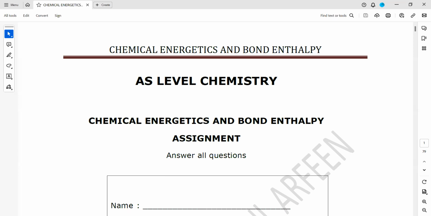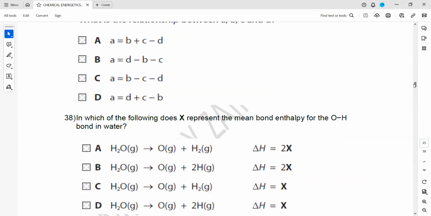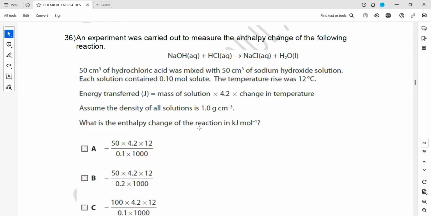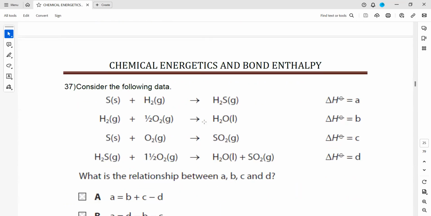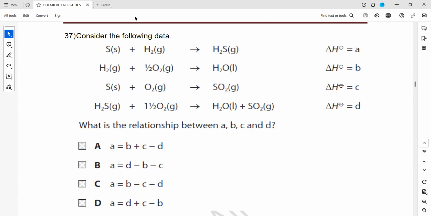So this is an assignment related to chemical energetics and the bond enthalpy. We did the first 36 questions, so we'll start from 37. In this question, consider the following data.